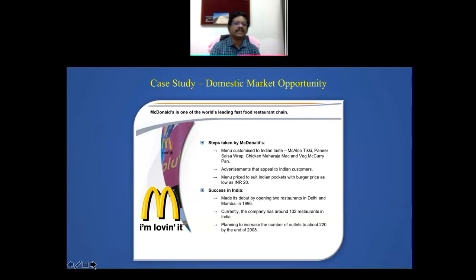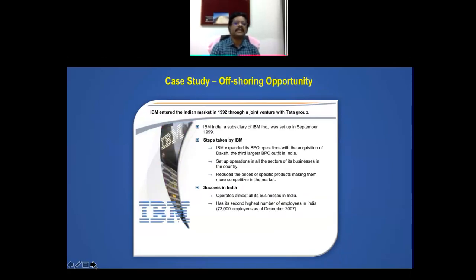So in that way, you can see that this is one case. Then look at another one, offshore opportunities like IBM. So IBM requires so many BPOs. So you can become a BPO for IBM. You can provide service for them, right?